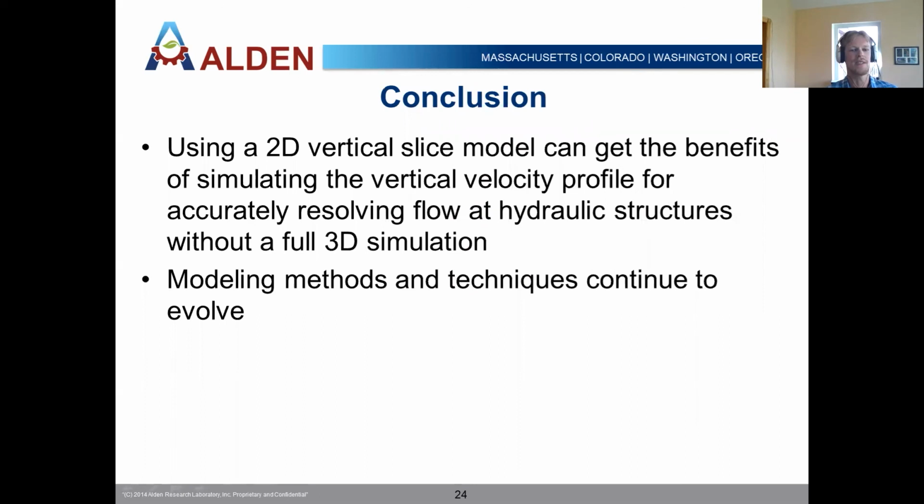So in conclusion, you can use this 2D vertical slice model to get the benefits of simulating the vertical velocity profile, which allows you to accurately resolve flow at hydraulic structures without a full 3D simulation. As these modeling methods and techniques continue to evolve, it's important to keep trying to use the best analysis possible. Floodplain modeling practices are quite established and debatably institutionalized, so it's good to always keep trying to do the best analysis possible.